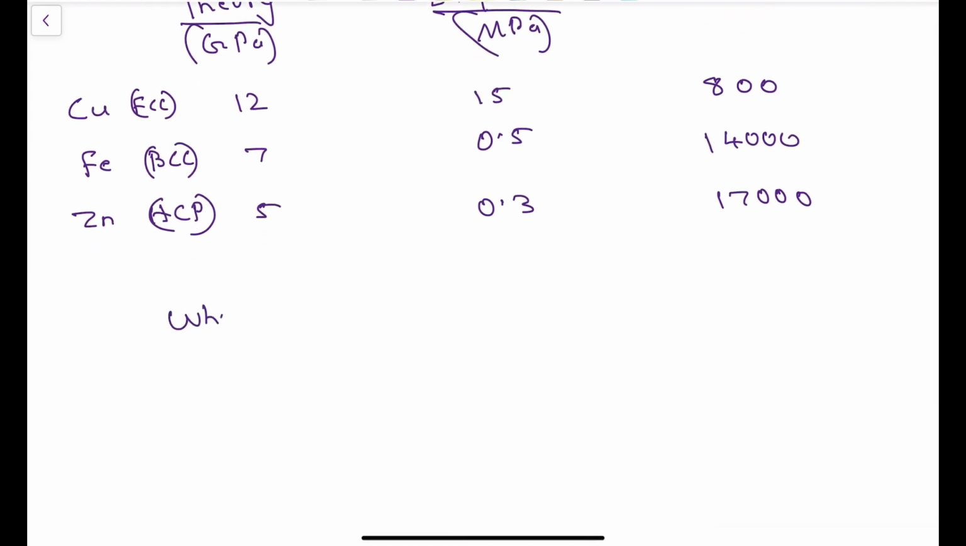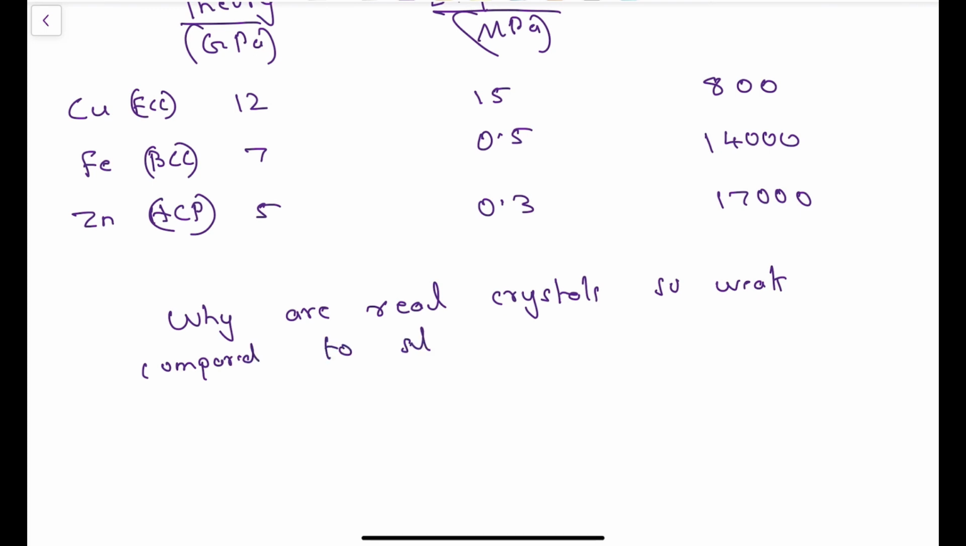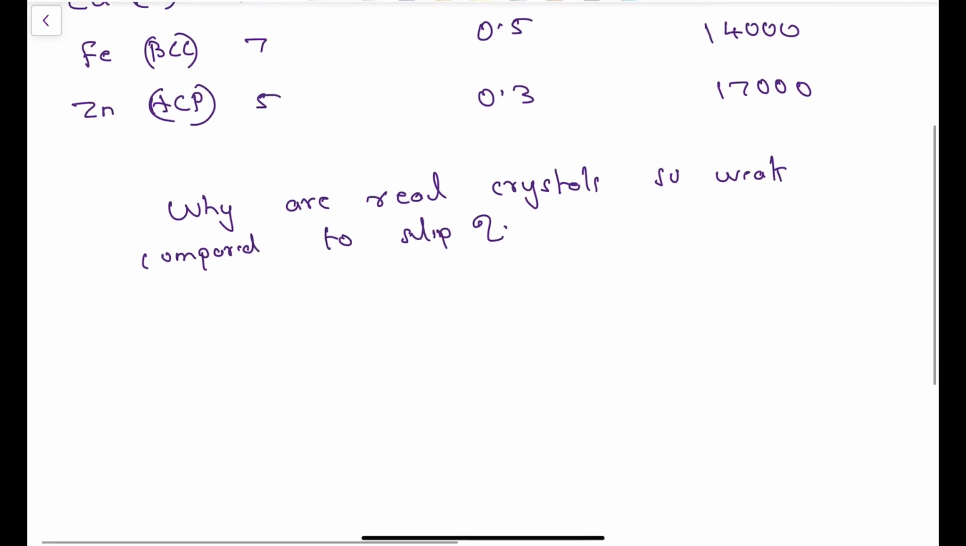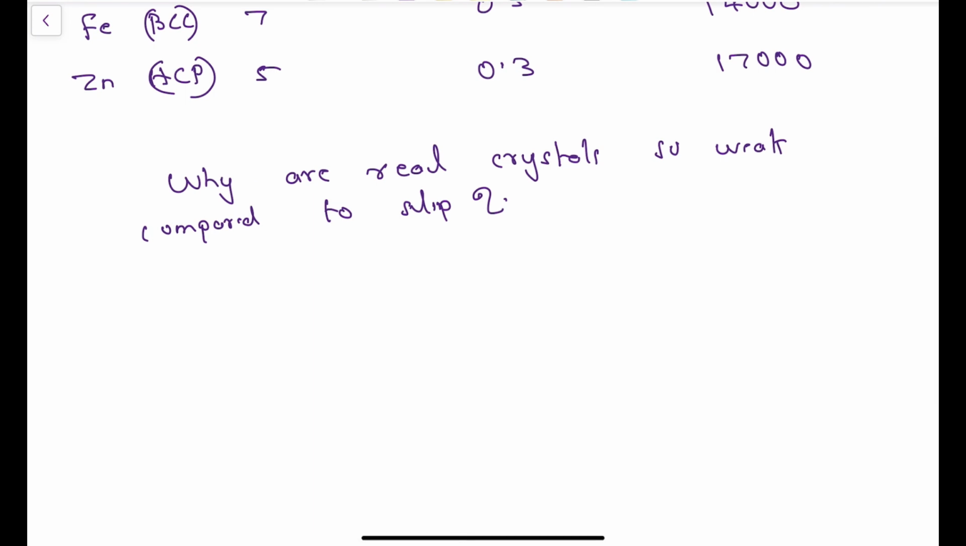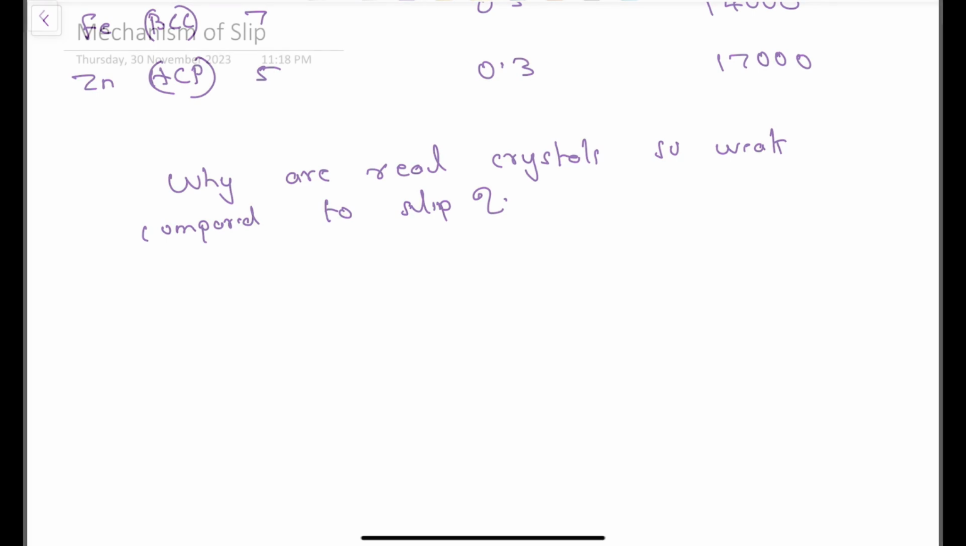So why are real crystals so weak compared to theory? That means slip takes place much more easily. In order to understand this, we need to study the mechanism of slip. What is happening at the atomic level? That will be explained in this video. In this video, we will look at the mechanism of slip.